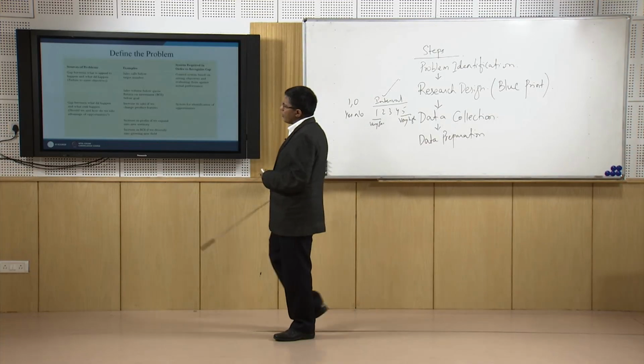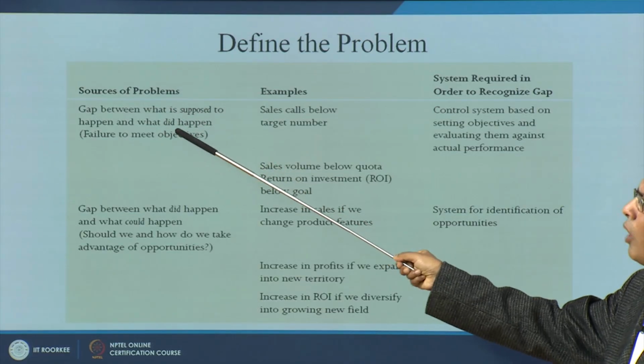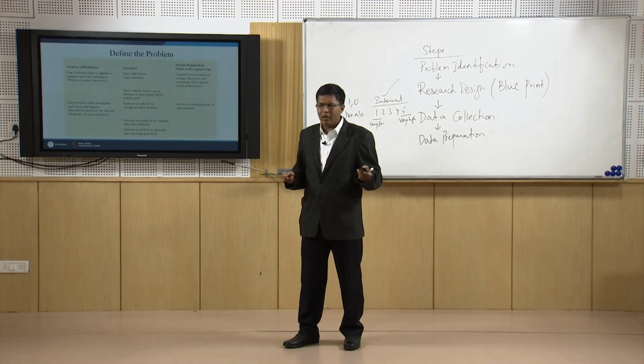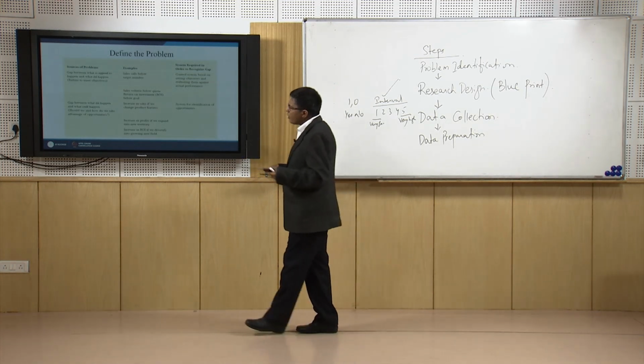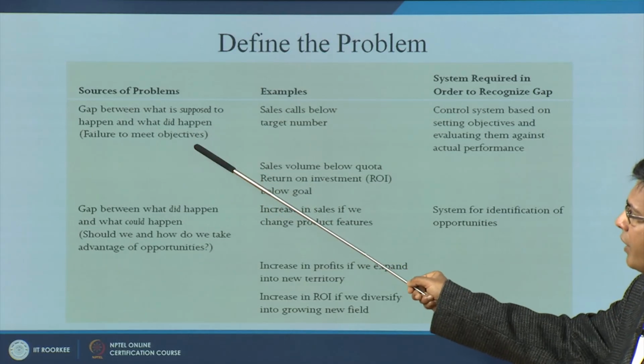So, sources of problems. The sources of problems could be the gap between what is supposed to happen and what did happen, failure to meet objectives. You can identify your problems through several ways: through discussion with experts, through reading literature, literature review, and then understand what the gap is in the whole process.